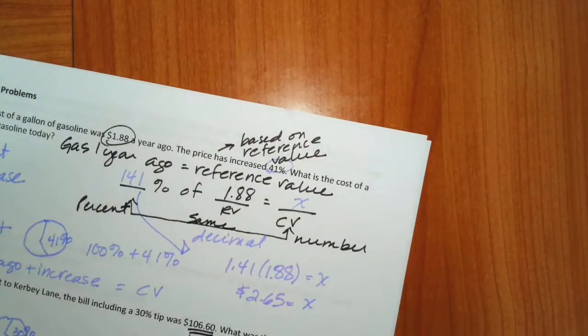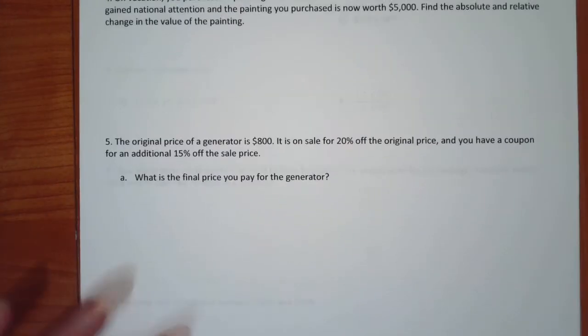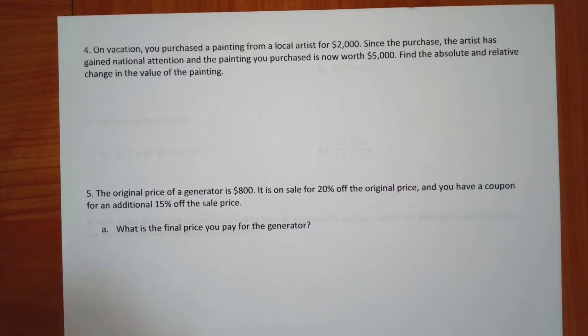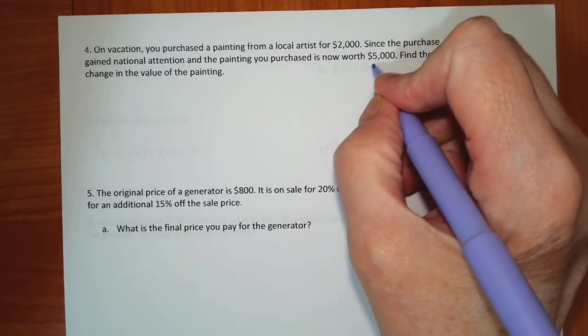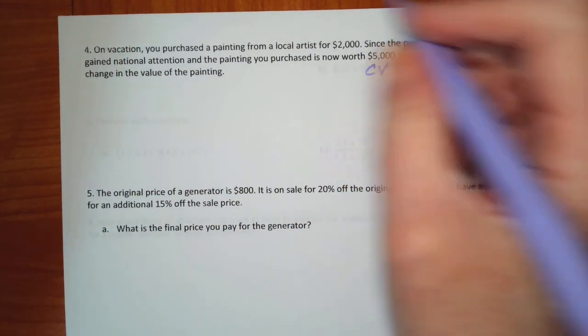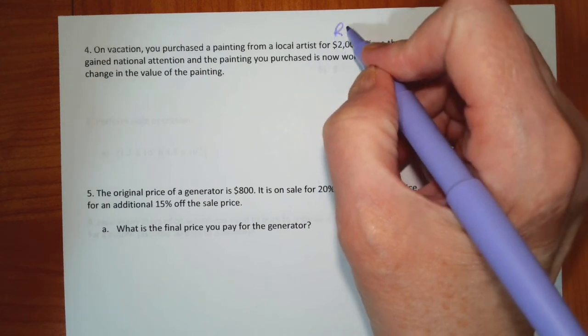Okay. All right, let's see. On vacation, whoops, you can't see that. On vacation, you purchased a painting from a local artist for $2,000. Since the purchase, the artist has gained national attention and the painting you purchased is now worth $5,000. Find the absolute and relative change of the painting. Okay. Well, we are comparing the current value to what we bought it for, which is our reference value.